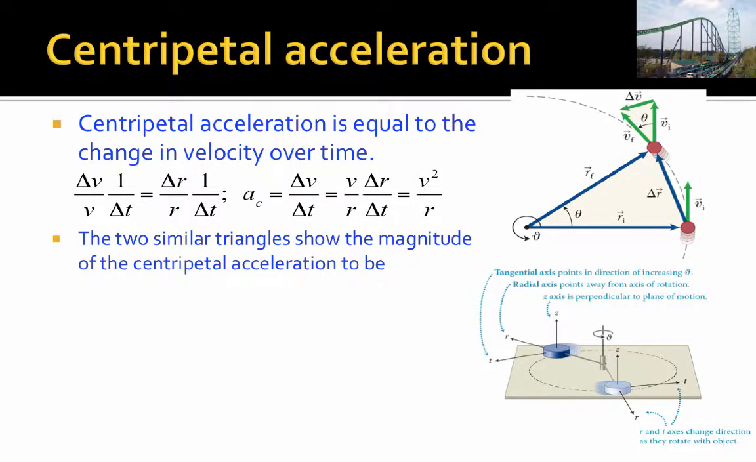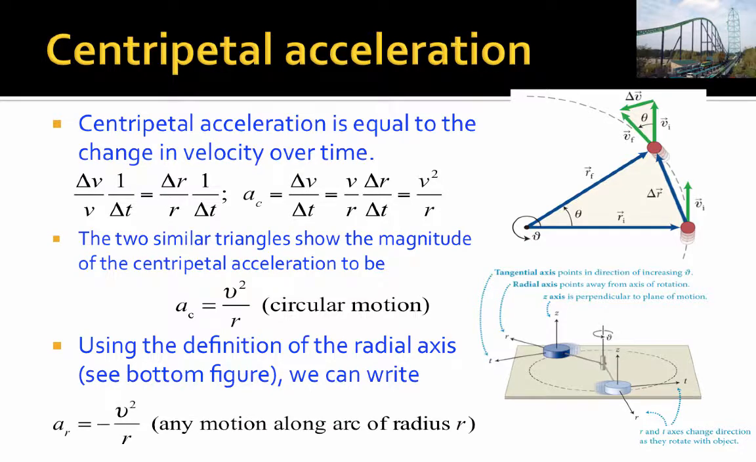So again, these two similar triangles are what has shown us that the centripetal acceleration is equal to v squared over r for an object moving in circular motion. This picture here helps us to look at what the different variables are. The tangential axis is the one that's tangential to the circle. It points in the direction of increasing theta, as is written here. The radial axis is away from the axis of rotation, and the z-axis here is out of this plane. We would refer to that as perpendicular to the plane of motion.